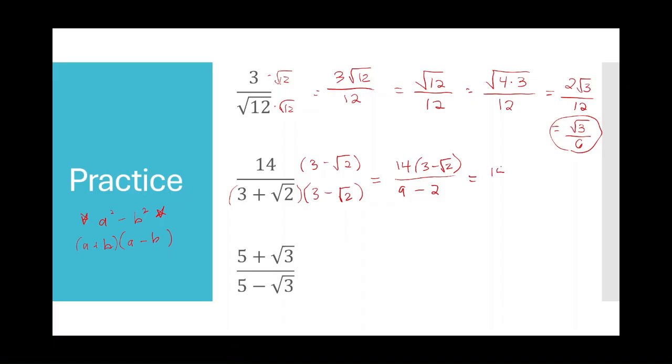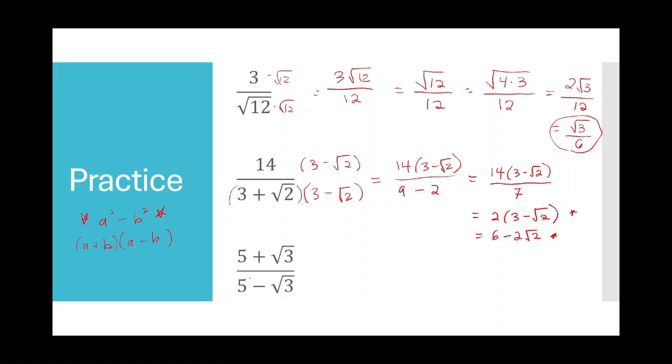So I didn't FOIL out or distribute out that 14 yet because I saw this coming. You might not have, that's okay. 9 minus 2 is 7, so I can actually just cancel this guy right here. I have 2 times 3 minus root 2. Now I can distribute this. I have 6 minus 2 root 2. Either of these are probably fine. It depends on your teacher's preferences.